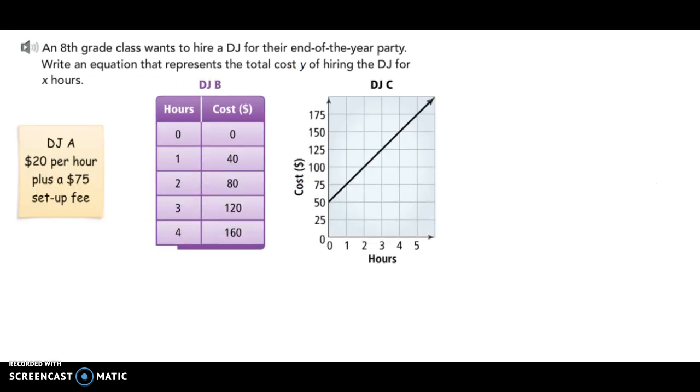An 8th grade class wants to hire a DJ for their end of the year party. Write an equation that represents the total cost y of hiring the DJ for x hours. So we need to create an equation. Our equation is going to resemble the equation we've been talking about, y equals mx plus b, where we know m is the slope and b is our y-intercept, or our initial value.